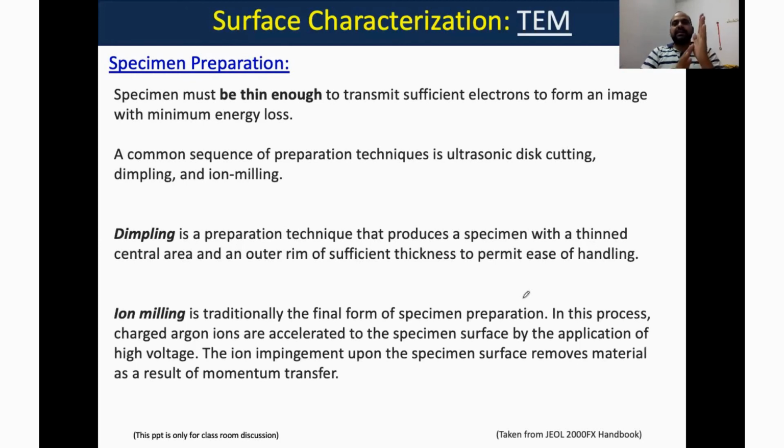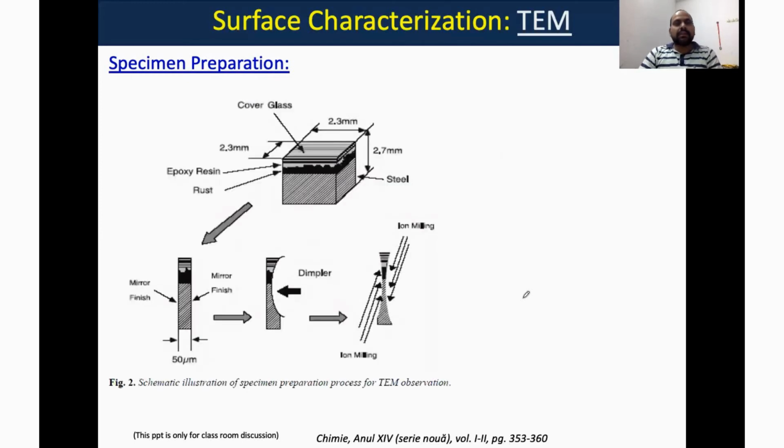But in ion milling, you can smooth out the surface and make the entire area very thin. So both kinds of systems are possible. You can see one picture here.